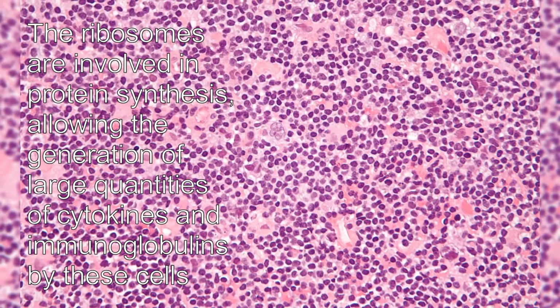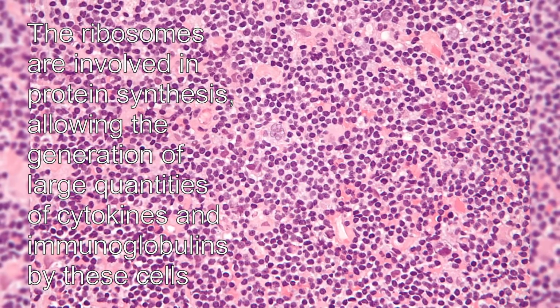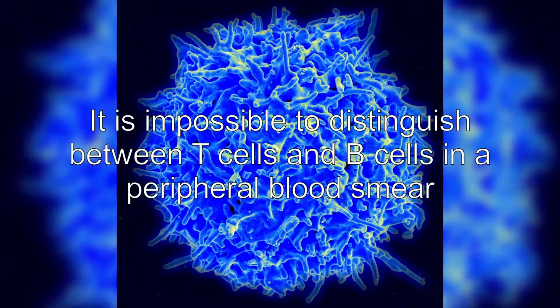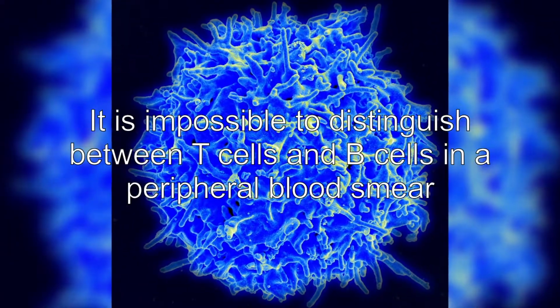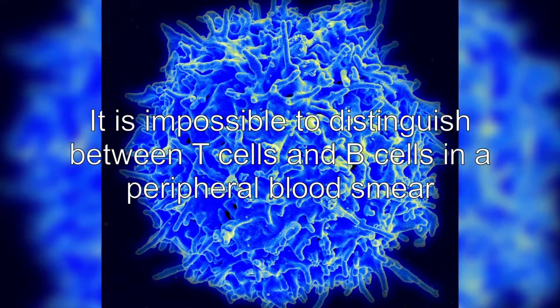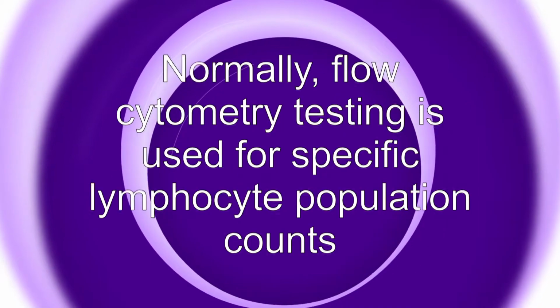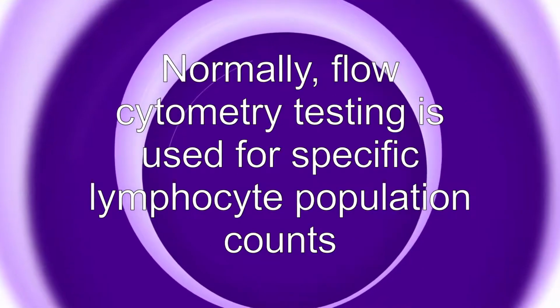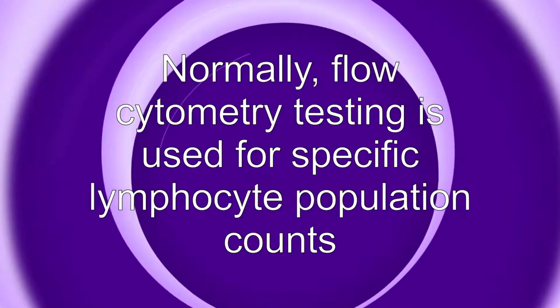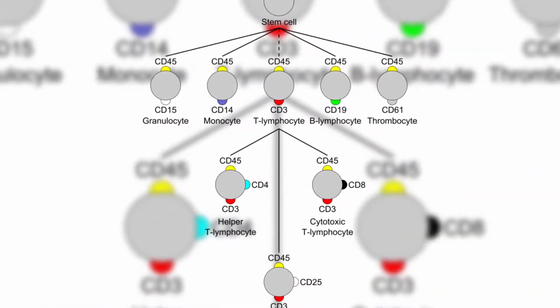It is impossible to distinguish between T cells and B cells in a peripheral blood smear. Normally, flow cytometry testing is used for specific lymphocyte population counts. This can be used to determine the percentage of lymphocytes that contain a particular combination of specific cell surface proteins, such as immunoglobulins or cluster of differentiation markers, or that produce particular proteins.